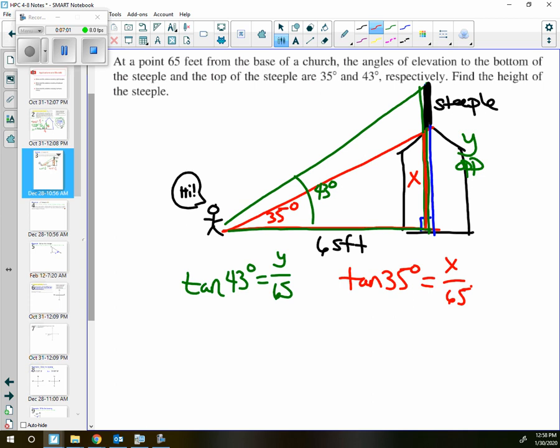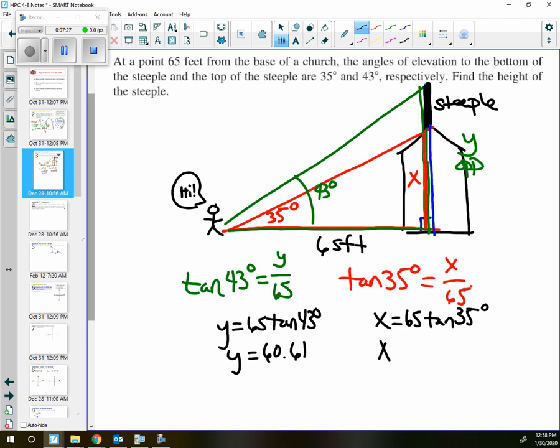So we have two triangles, but the nice thing is each of these can be solved for its variable. So go ahead and take a second to type that in: 65 times the tangent of 43 degrees, and 65 times the tangent of 35 degrees. Once you have each of those values, we can find the height of the steeple by finding the difference. For my Y value, I got 60.61. And for the shorter one, just the church, that's 45.51. So this is just the church, and that's the church plus the steeple. If you want to figure out just the steeple now, you just have to find the difference.